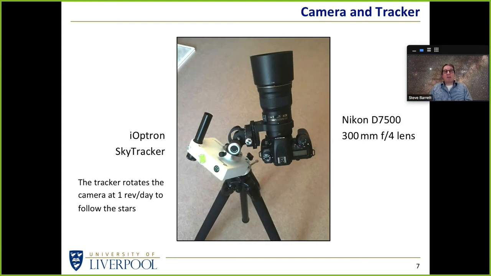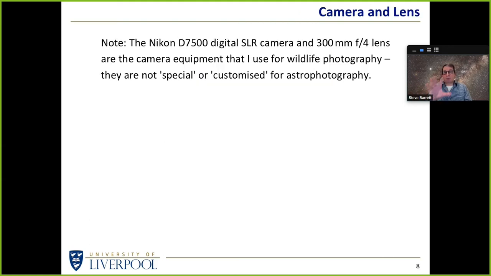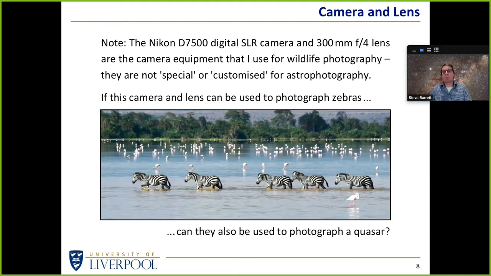So that's what I set up outside my front door, trying to avoid any streetlights shining into the lens, and I pointed it at a particular patch of sky. Let me just reiterate that this is not a special camera, this is just the camera that I normally use, this SLR camera and lens. These are what I use for wildlife photography, one of my other hobbies. They're not modified, it's not specialised, it's not customised for astrophotography.